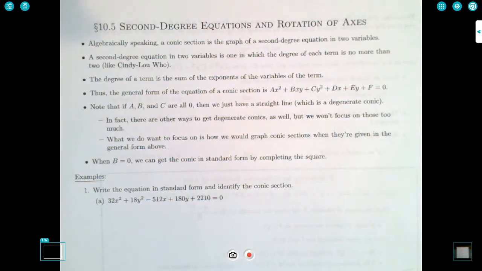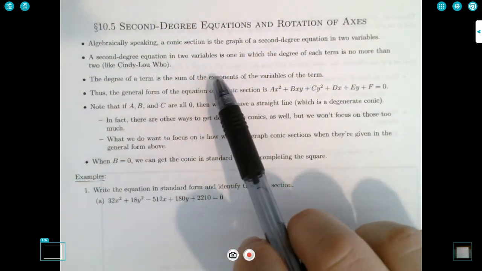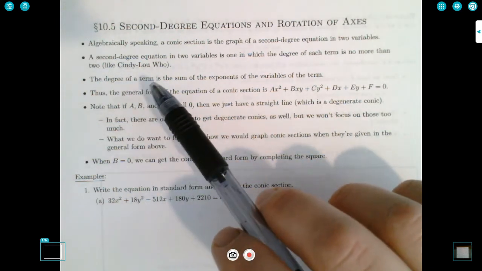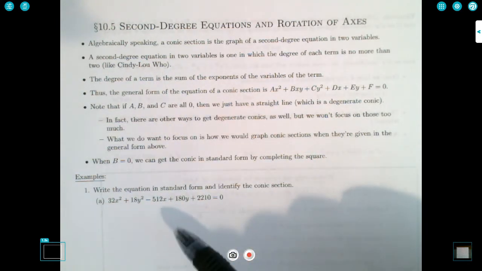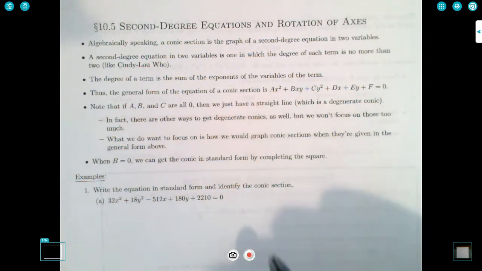Algebraically speaking, though, a conic section is the graph of a second-degree equation in two variables. What does that mean? Well, a second-degree equation in two variables is one in which the degree of each term is no more than 2. The degree of a term is the sum of the exponents of the variables of the term.